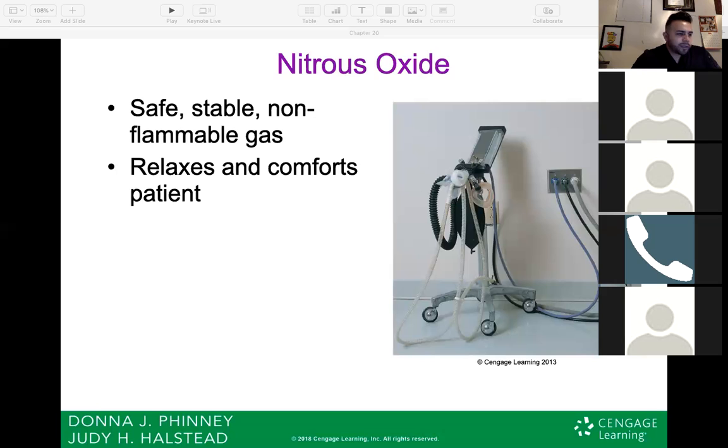So nitrous oxide was first discovered by a guy called Joseph Priestley in the early 1700s. He thought that the gas would cure diseases, which in fact it doesn't. But Horace Wells, a Connecticut dentist, was the first to use nitrous oxide as an anesthetic during a dental surgery in the early 1800s. So nitrous oxide has been around for quite a while and it's still very much used today for a lot of different procedures.